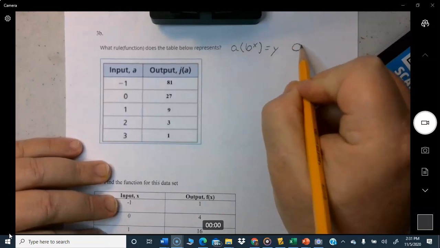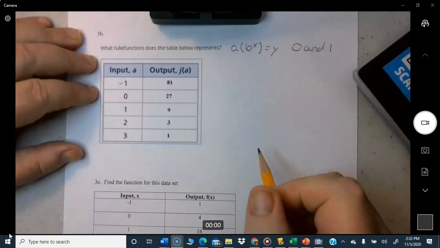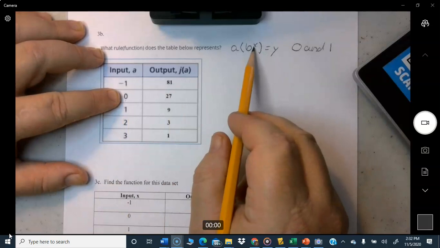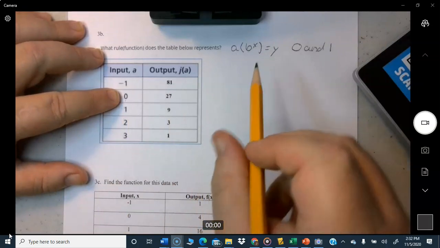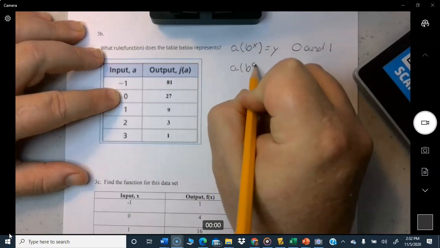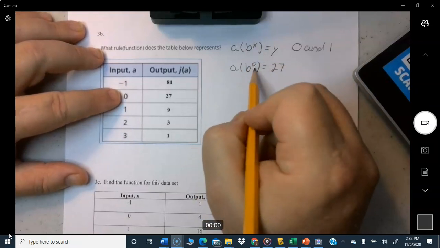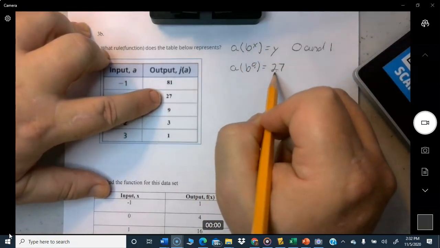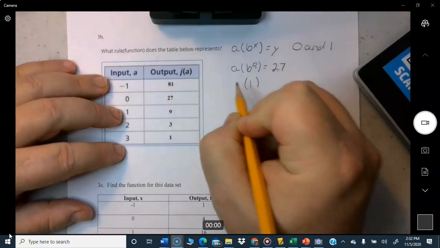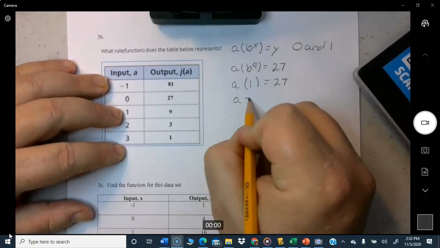Okay, so we're going to choose 0 and 1. First 0 and then 1. Okay, so when x equals 0, y is going to equal 27. So we're going to write a times b to the 0 power equals 27. All right, so we know b to the 0 equals 1. So a times 1 equals 27. That means that a equals 27.